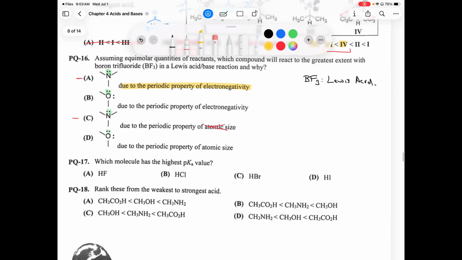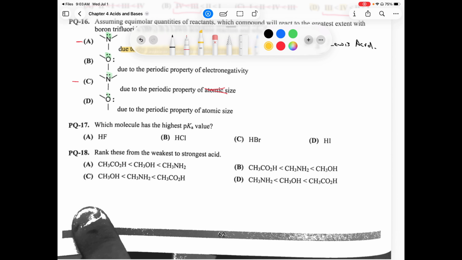All right, number 17. Which one of these has the highest pKa value? So you remember earlier I said lower pKa is going to be a stronger acid. Therefore, we can say higher pKa is going to be the weakest acid. And so we're looking for the weakest acid here. So you notice that they put all of the halo acids, I'll put them in order. We've got HF, then we go down to HCl, then we go down to HBr and HI.